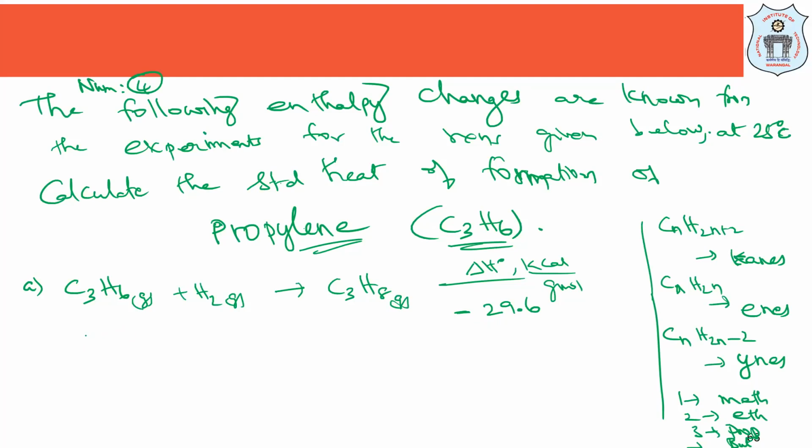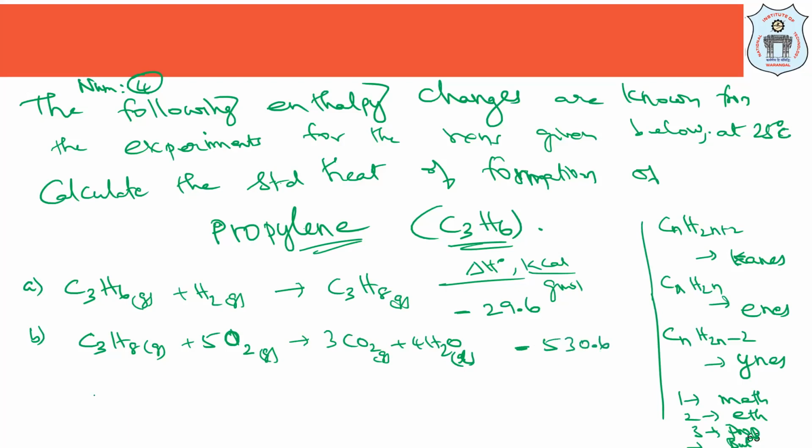Then we have reaction B, C3H8 in gas phase plus 5 O2 in gas phase forming 3 CO2 in gas phase plus 4 H2O, which is in liquid phase. Value of delta H is -530.6. Then we have H2 gas plus half O2 gas giving H2O, with -68.3. This water is also in liquid phase.